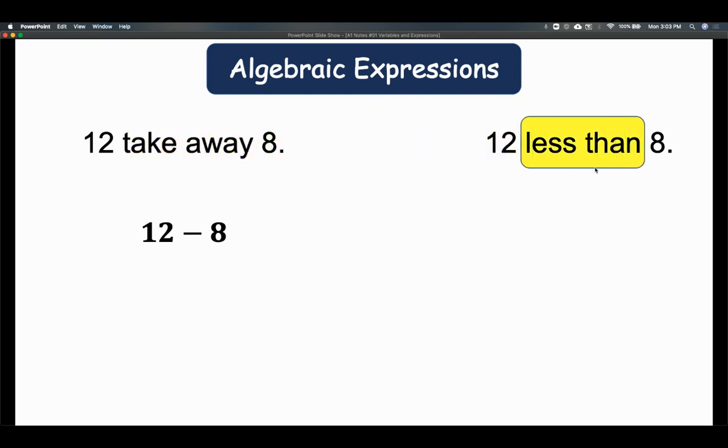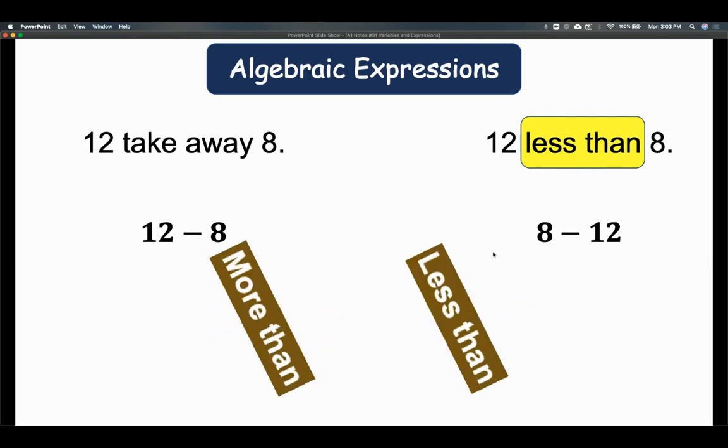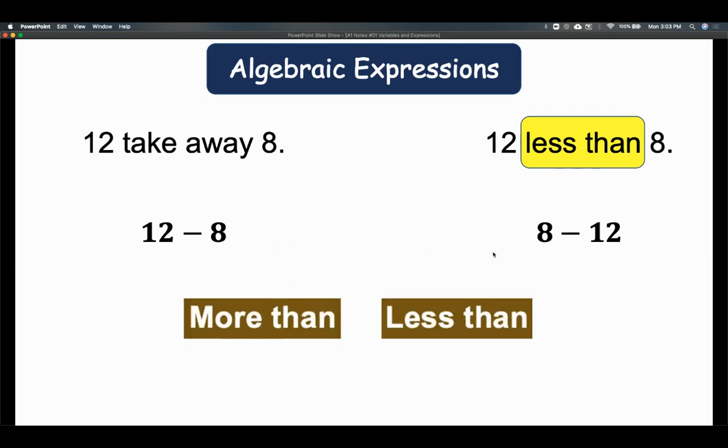For this other one, when I see this less than, that should put a big red flag in your mind saying, okay, wait. This is what Mr. Gary said I have to flip. So less than still means subtract, but you're going to write your 8 first and then your 12. Okay, so just be aware of that. More than and less than means that you're going to be flipping stuff over.